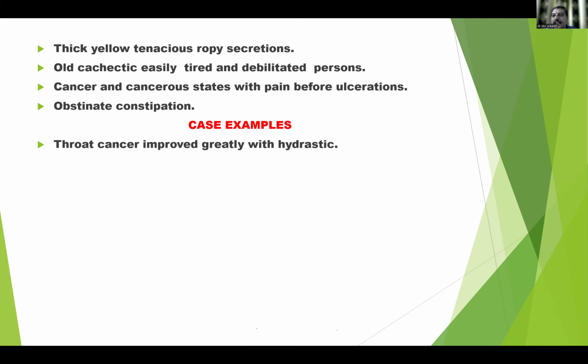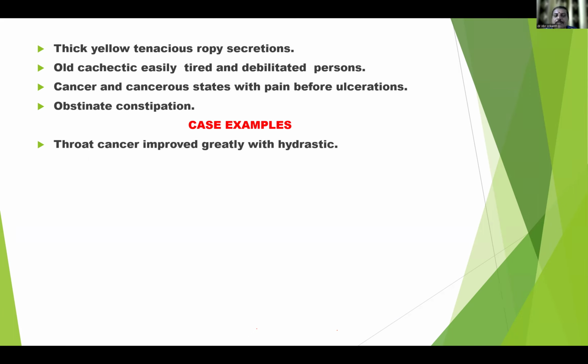Like Pulsatilla, like Kali sulfuricum, like Kali bichromicum, like many Kali salts, a thick yellow nasal catarrh, either from the nose, either from the mouth, either from the ear, either from the vagina, either from the penis. Thick yellow tenacious ropey secretions are there in Hydrastis. And old cancerous, old cachectic, easily tired and debilitated persons. These are not like Aconite. Once you see Aconite, they are robust persons. Here they are tired persons.